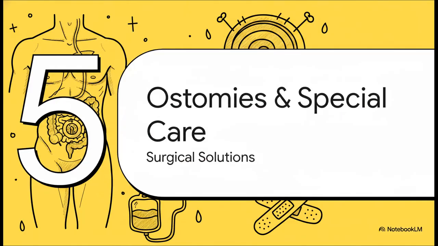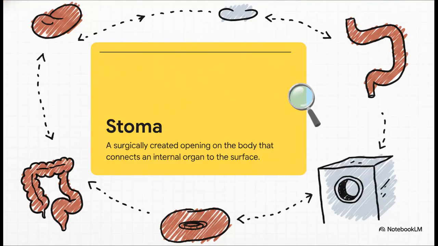For our final section, we're shifting gears and moving into surgical interventions, the kind that can be absolutely life-changing for patients with certain GI diseases. This is ostomies and specialized care. The absolute foundational term you have to know here is stoma. In this context, it's an opening that's surgically created on the abdomen. It allows waste to leave the body, completely bypassing a part of the intestine that's diseased or damaged.